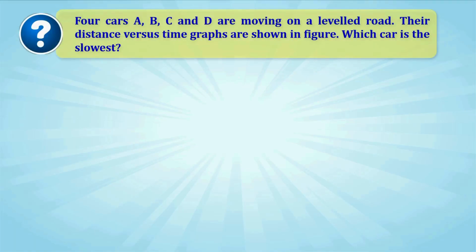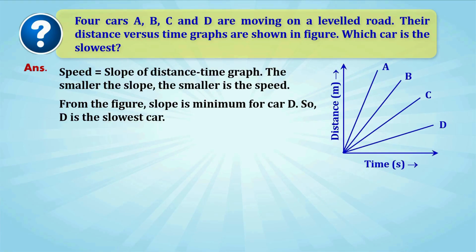Now let us solve this question based on a distance time graph. 4 cars A, B, C, and D are moving on a leveled road. Their distance versus time graphs are shown in the figure. We need to find which car is the slowest. To answer this question, we must remember an important concept. In a distance time graph, the speed of an object is represented by the slope of the graph.